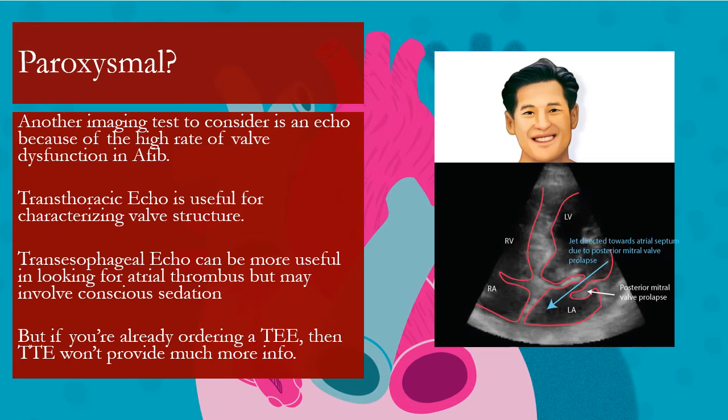The other reason why TEEs are done too is when you are thinking about doing cardioversion, okay? And so cardioversion increases the risk for throwing an emboli. So you've got to do these too when cardioversion is considered. So I'm not going to quiz you guys too much on this, but just kind of know the difference between these two things, right? TTEs are better for characterizing valve structure, but TEEs are better for looking for a thrombus, but it's a more invasive procedure, okay?